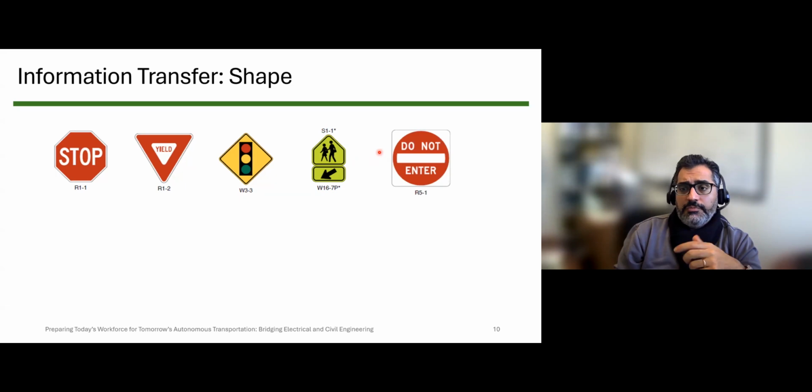What else do we have? Do not enter, that is a circle, a circular format, but it is always installed on a square white background. But the sign itself is going to be a circle. And circles are not very frequently used. There are very, very few examples of circular shapes used for traffic signs.